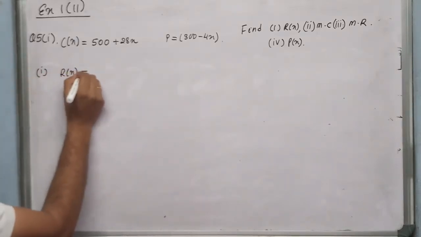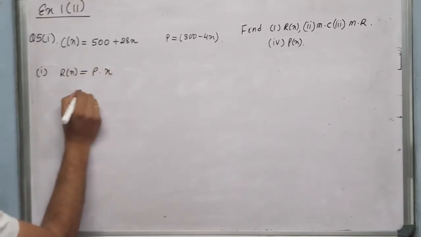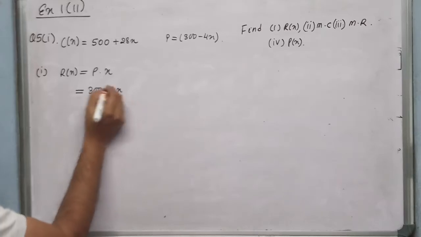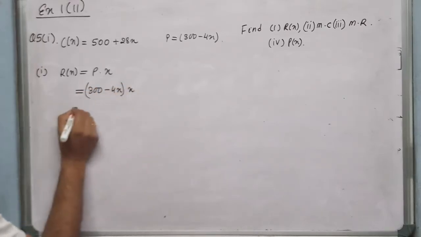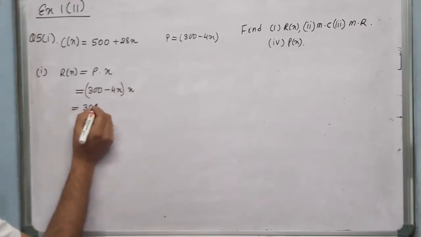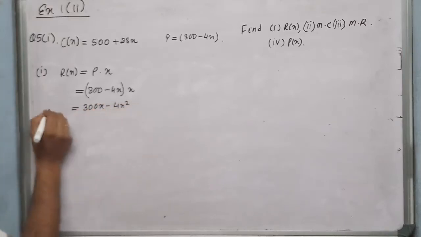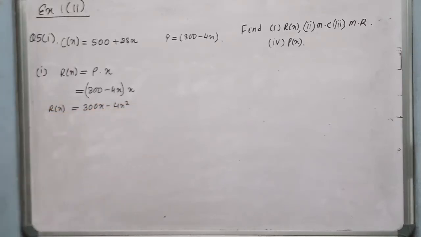Revenue function is equal to demand into x. Here the demand is 300 minus 4x, multiplied by x. The revenue function will be 300x minus 4x squared. This is the revenue function.